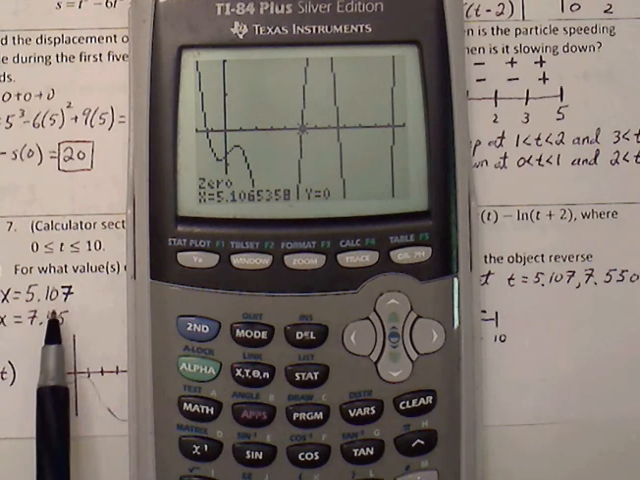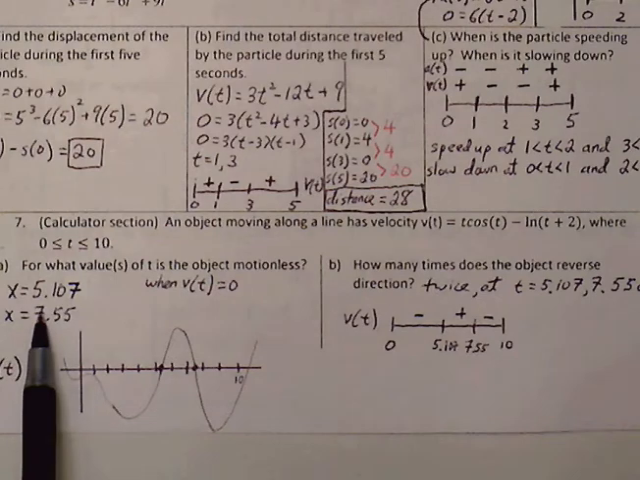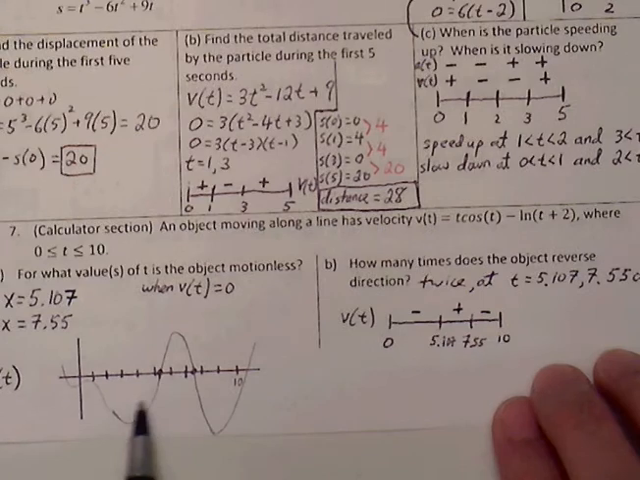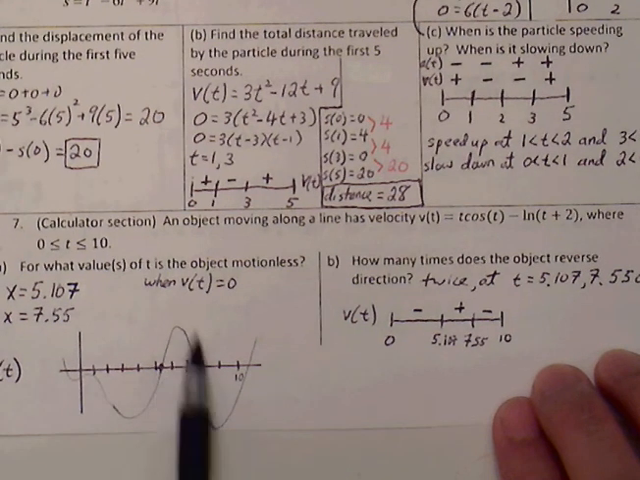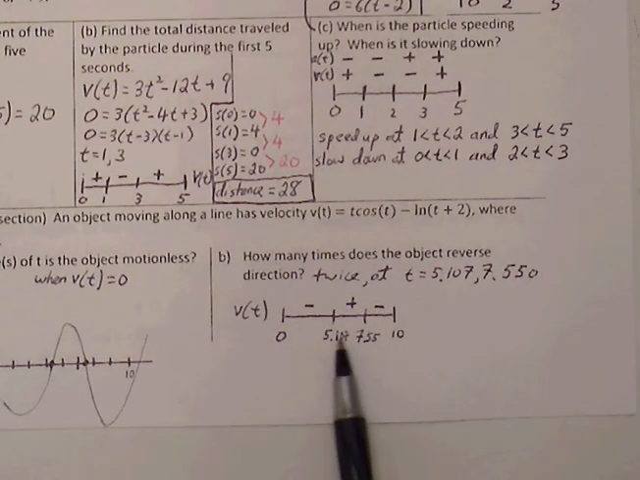So then the x-intercepts will be where the object is motionless, and we see that the object reverses direction, moves left in this interval, moves right, and moves left again. So for part B, we can simply say that this object reverses direction twice, at 5.107 and at 7.55.